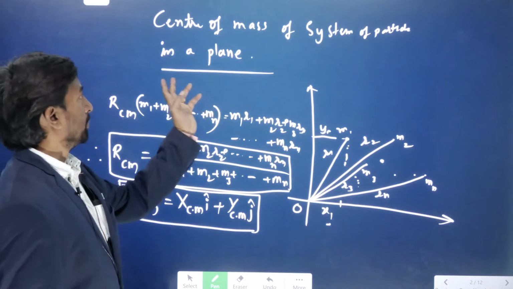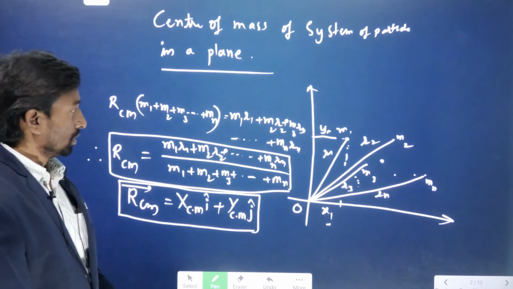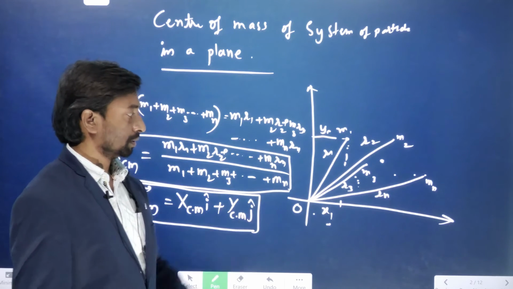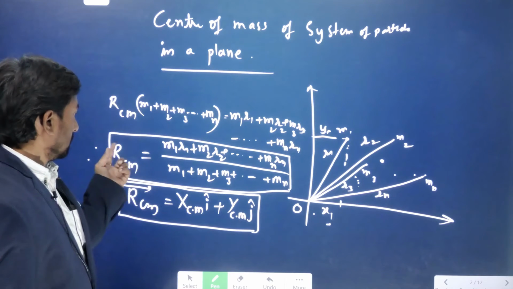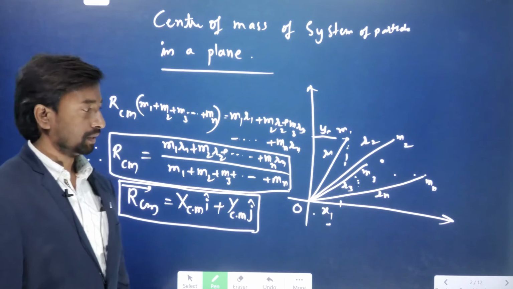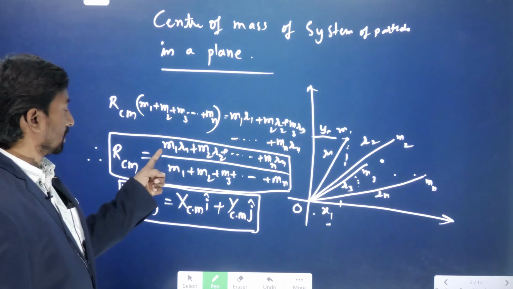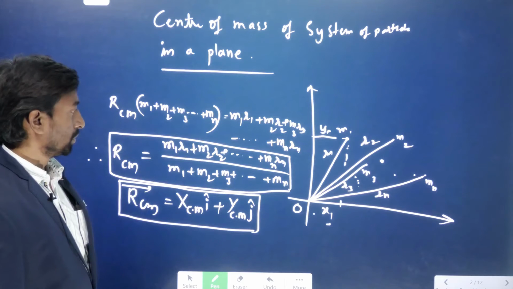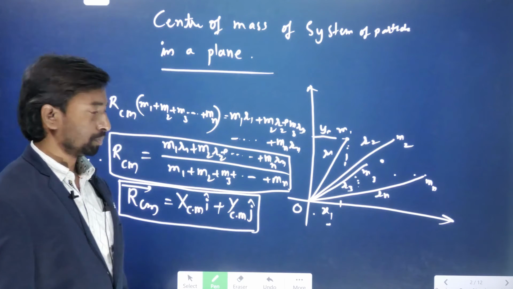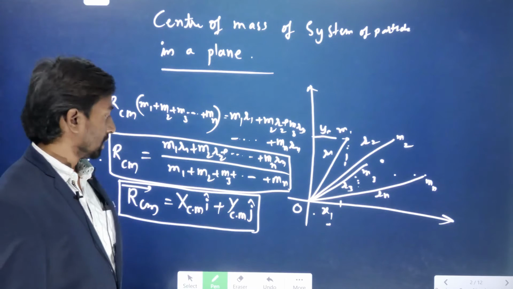Center of mass of the system of particles in a plane. So for each and every particle there will be an x coordinate and a y coordinate. Then the center of mass of this whole system of particles in the plane, RCM, can be written as m1 r1 plus m2 r2 plus m3 r3 so on up to mn rn, divided by m1 plus m2 plus so on up to mn.